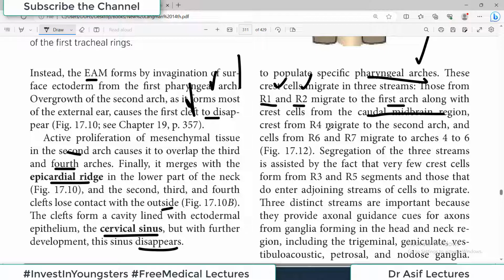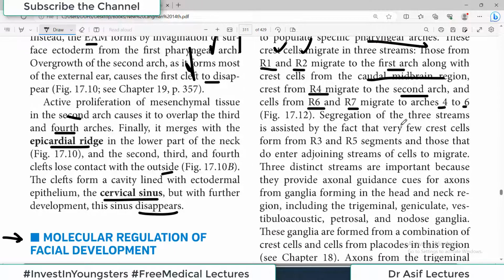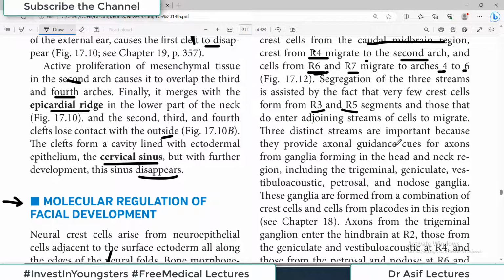Crest cells from R4 migrate to the second arch, and R6 and R7 migrate to arches 4 and 6. Segregation of the three streams is assisted by the fact that very few crest cells form from R3 and R5. So R3 and R5 are not mentioned here; R1 and R2 were mentioned, R4 was mentioned, and R6 and R7 were mentioned. Okay. Three distinct streams are important because they provide axonal guidance cues for the axons from ganglia forming in the head and neck region, including the trigeminal ganglia.